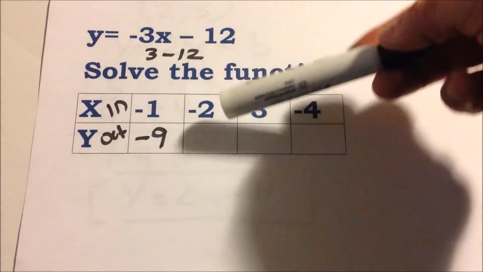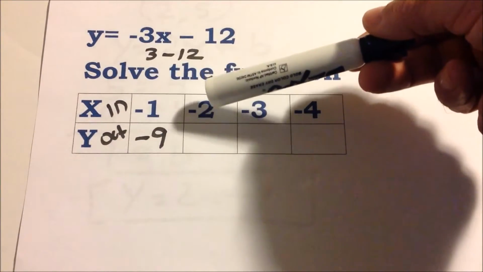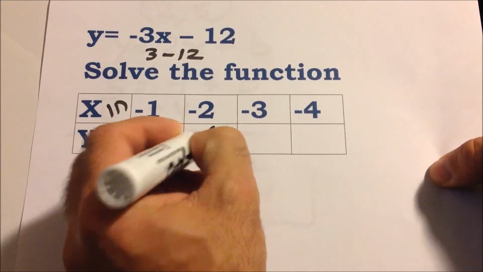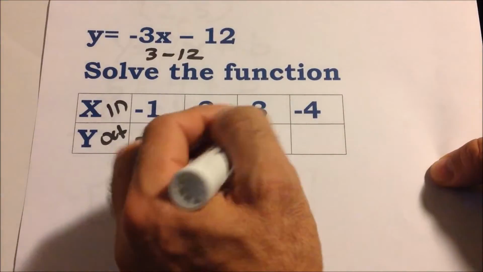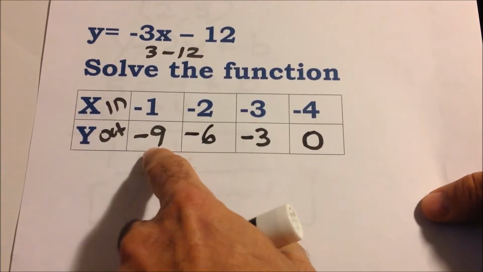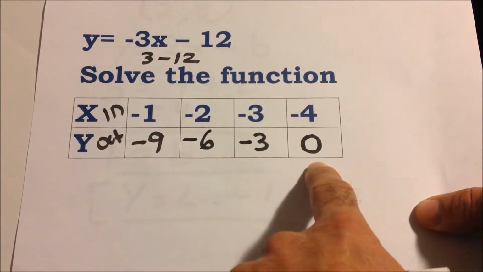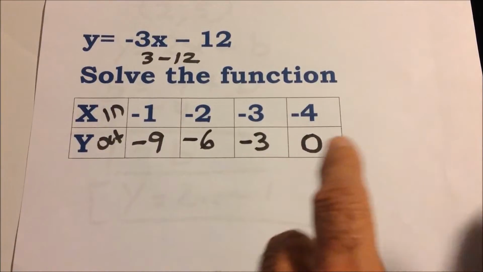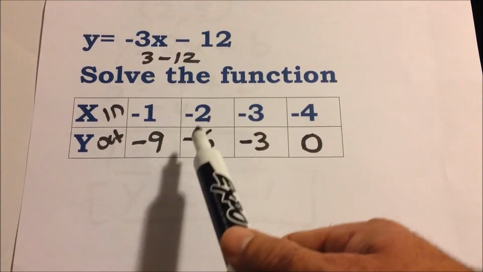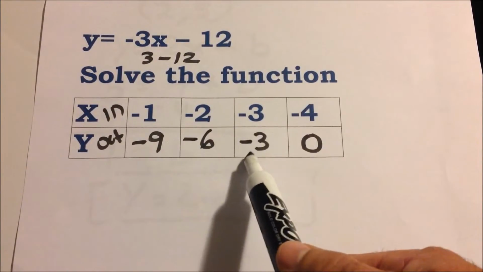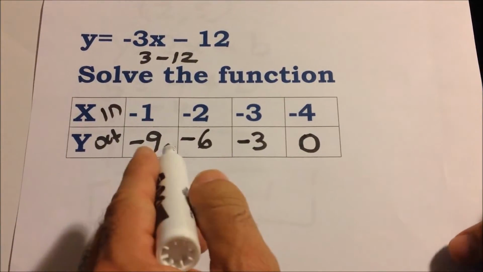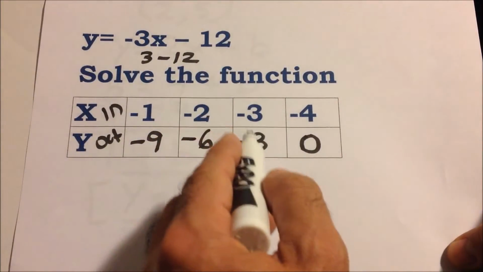Okay, so again, just plug in whatever x is. So now we're saying -3 times -2 minus 12, and that'll give us a -6. Same with the others. And we'll get -3, and then you can see there's a pattern going on. Now, you would be wrong to say it's going down each time. It's actually going up, because -6 is bigger than -9, and -3 is bigger than -6, and 0 is bigger than -3. Remember, negative numbers are smaller than positive numbers. So we see a pattern that it's going up 3 each time.